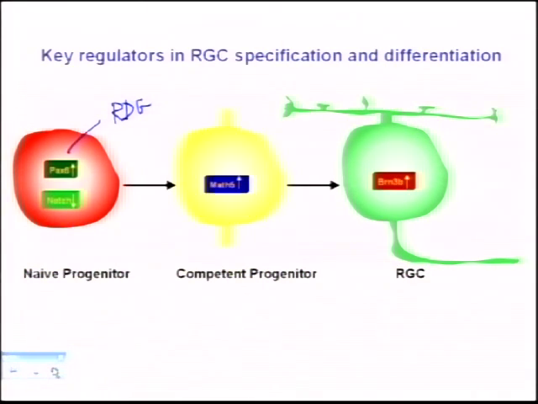And you need another factor, which is Notch, which is part of the Notch signal transduction pathway, to be off in cells that are going to give rise or commit to a ganglion cell fate. So the Notch signaling system, I hope that you've studied that, or if you haven't, you're going to. Maybe Jose is going to present that lecture. I don't know. The Notch signaling pathway.